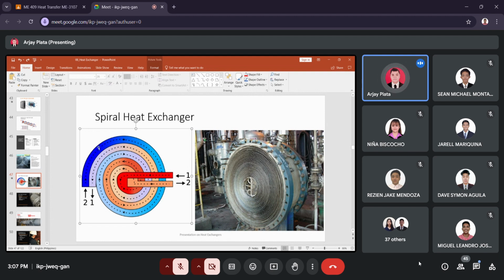As it goes to the exit point, it is being cooled down. Conversely, the fluid on the other side is a cold fluid, and it is eventually heated up because the heat from fluid one is being transferred to fluid number two. It exits the heat exchanger in the opposite direction. So it's a counterflow as well.